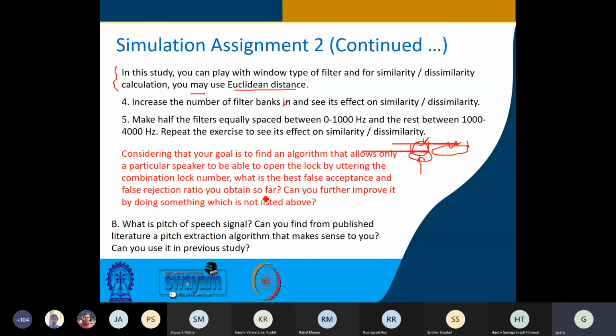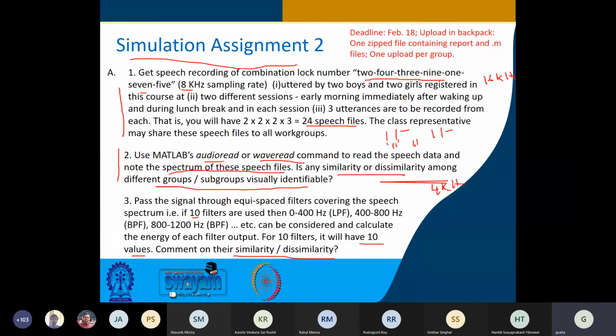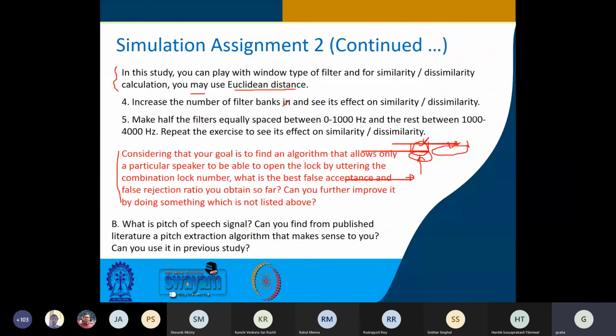What do you mean by this? Now, one of those 4 boys or girls will utter that number, whatever number we have mentioned here, 2439175, and the system should be able to recognize, the system will say, okay, this is fine. But another girl speaking or another boy speaking, it will reject. Okay. Do you get my point?